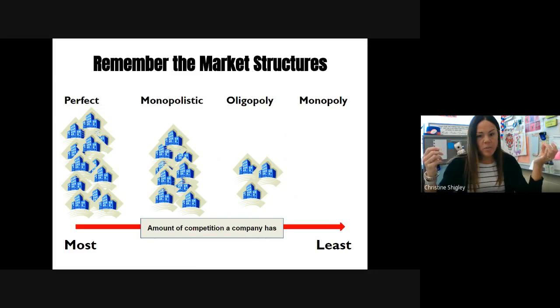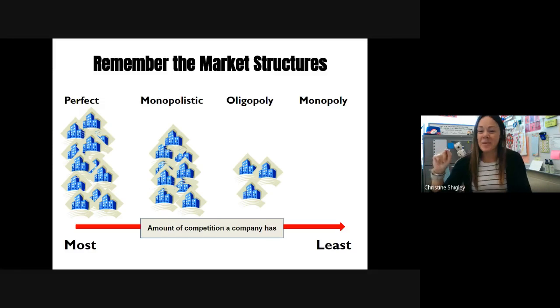So from the most competition down to the least, we have perfect competition, which has the most sellers, and it's the easiest to get into the market. And remember, that was our growing tomatoes, right? So I can grow tomatoes in my backyard, go sell them at the farmer's market, boom, I'm a tomato farmer, okay? There's a lot of other people that will do it a lot better than me and make a lot more money than me, but I can still do it.